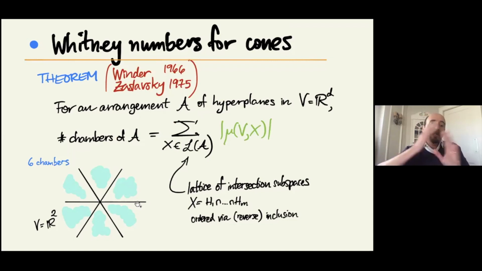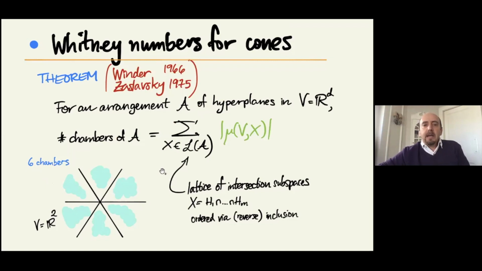They will cut up the space into chambers. So you take the hyperplanes out of the space, remove them, look at the connected components, and those are called chambers. I think of them as open chambers. And we want to count them. In this picture, there are 6 of them, these 6 pizza slices, if you like.